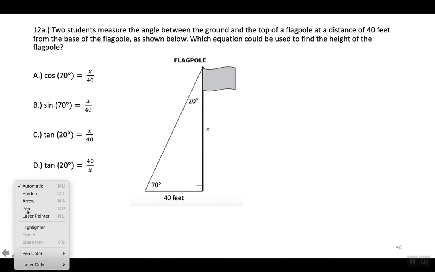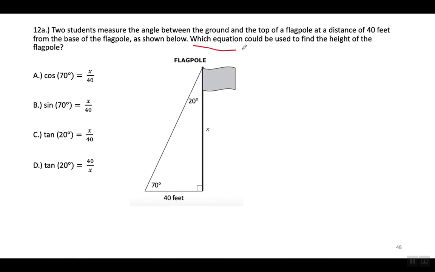All right, and the question is, which equation could be used to find the height of the flagpole? Only one of these equations is correct. All right, so the correct answer would be the tangent of 20 degrees is the only one that's correct.